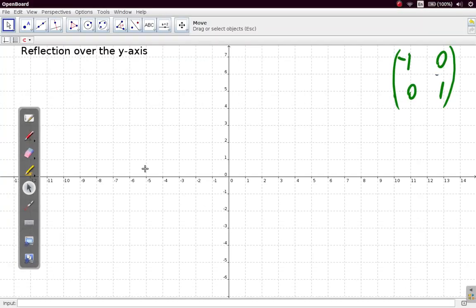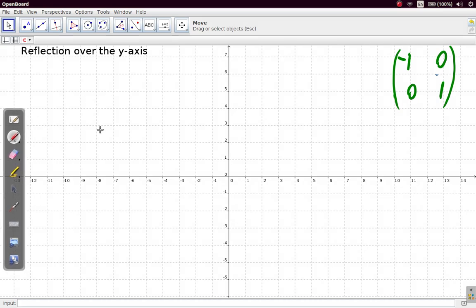Now, suppose we have a triangle, and the vertices are located at negative 3, 3. So we have vertex A. Let me use a different color. A is at negative 3, 3.